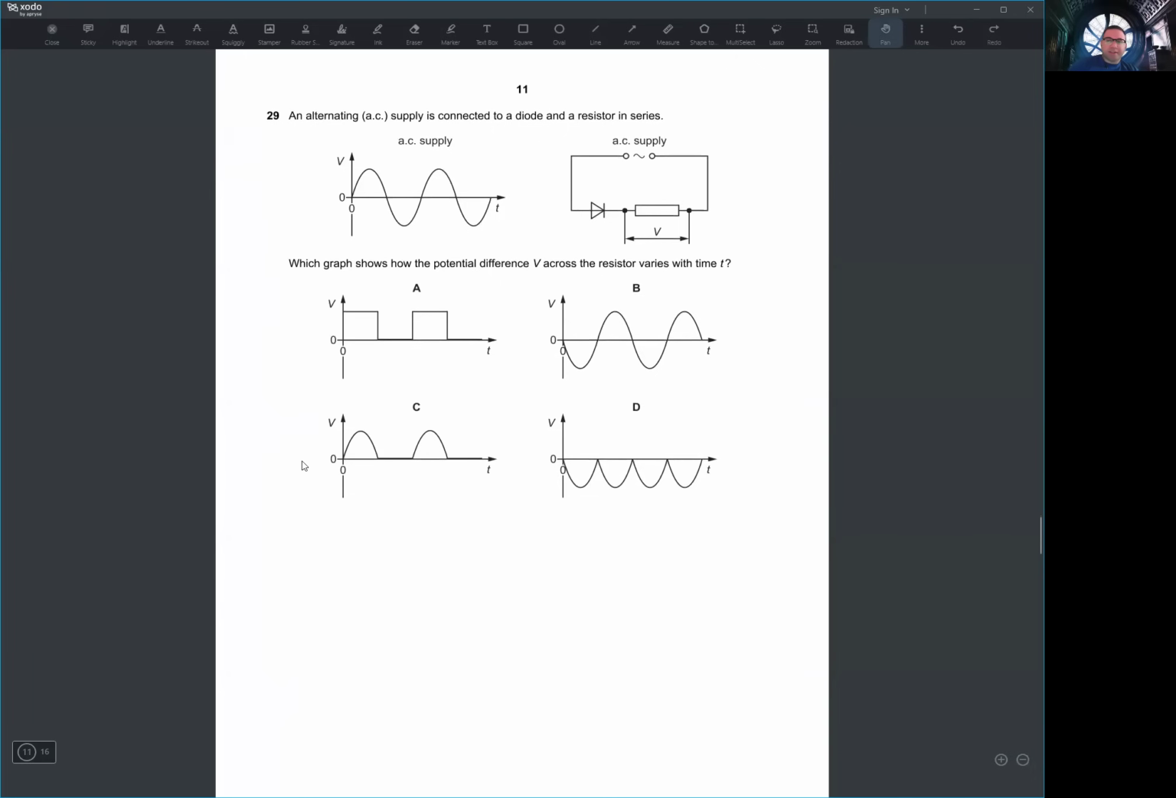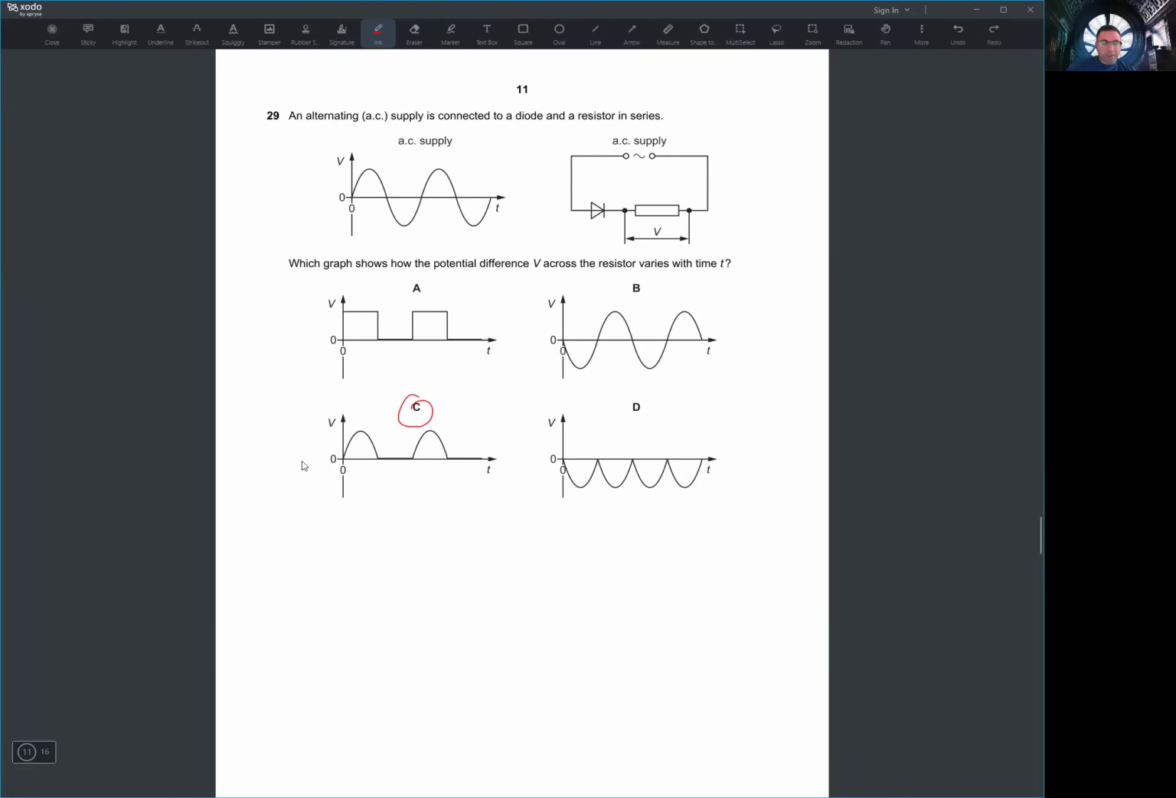29. An AC supply is connected to a diode and a resistor in series. Which graph shows how the potential difference across the resistor varies with time? This is something we've memorized before. If you only have one diode, you've rectified it only halfway, so only half the AC supply goes through. So I'm just looking for a jump and constant, a jump and constant.